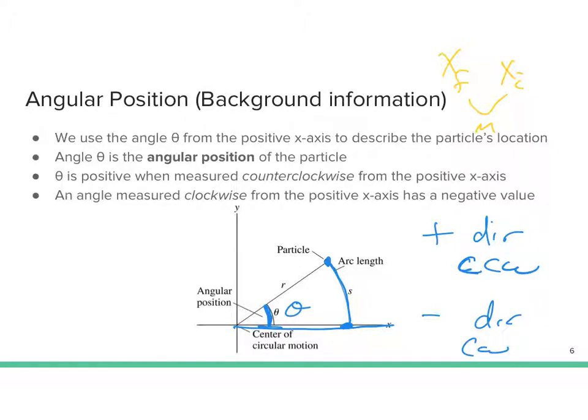That might seem weird, but a way to remember that is by thinking about the right-hand rule for torque. The right-hand rule for torque states that if you take your hand and you curl your fingers in the direction of the object's spinning, then your thumb will point in the direction of the torque.